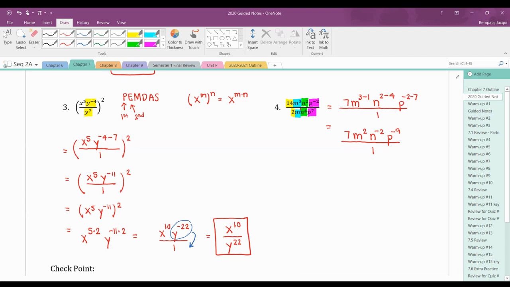But my final answer can only be positive exponents. Technically, the 7 has a positive exponent, it's a 1. The m has a positive exponent, but notice that the n and the p do not. Those are going to have to move down to the bottom.